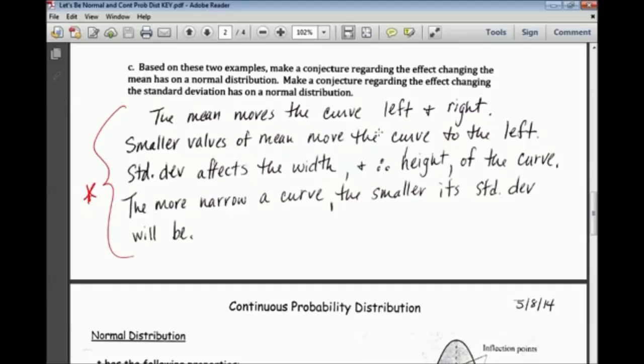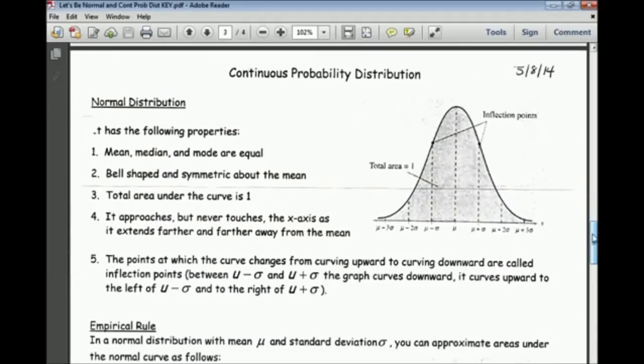The mean moves the curve left and right. The smaller values move the curve to the left. The standard deviation affects the width and therefore the height of the curve. So the more narrow the curve, the smaller its standard deviation, and the closer the fit of the data is to the mean. All right, continuous probability distributions.